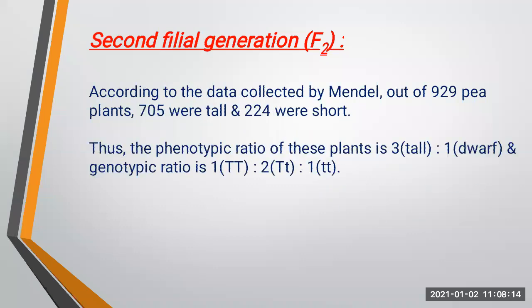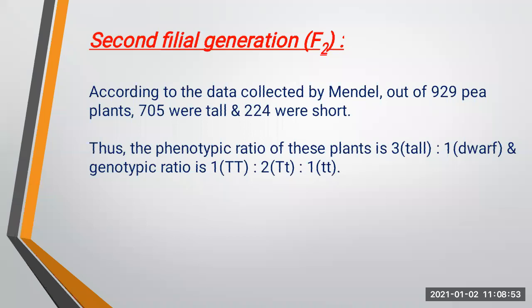So these were the results of the second filial generation. According to the data collected by Mendel, out of 929 pea plants, 705 were tall and 224 were short plants. Right? So again, you can see that among the tall plants, some are homozygous, some are heterozygous, and some are short. Thus the phenotypic ratio of these plants is 3:1, that is 3 tall and 1 dwarf, while the genotypic ratio here is 1:2:1.